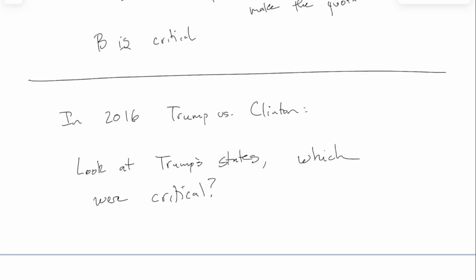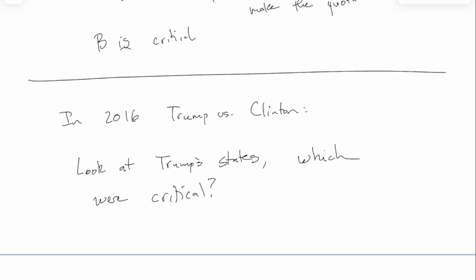The answer is no, because his actual total was 306. If he lost out on Alabama, his total would have dropped by 9, but that still is enough to win. So the question is, which of these states here are actually critical? Does anybody see any? Yeah? Texas. I think Texas with 38. If you subtracted 38 from Trump's total of 306, I believe that would go down to 268, right?